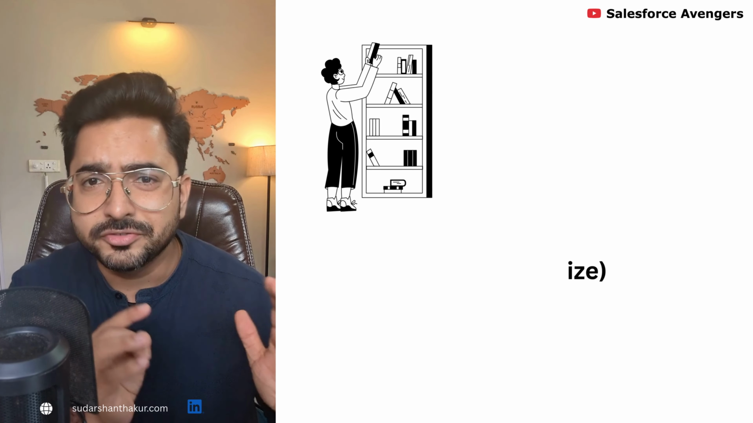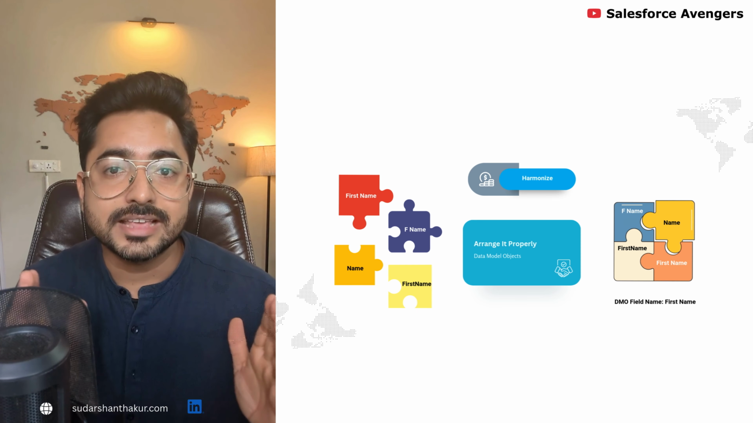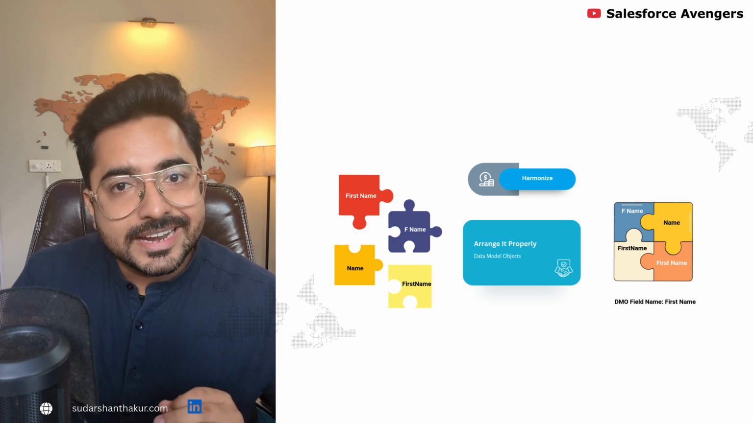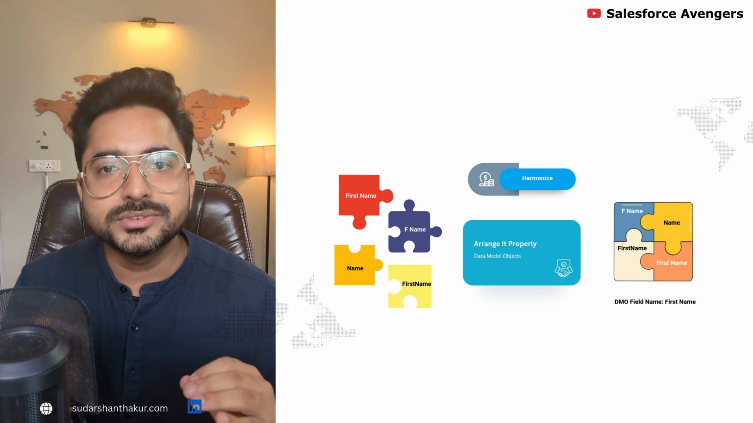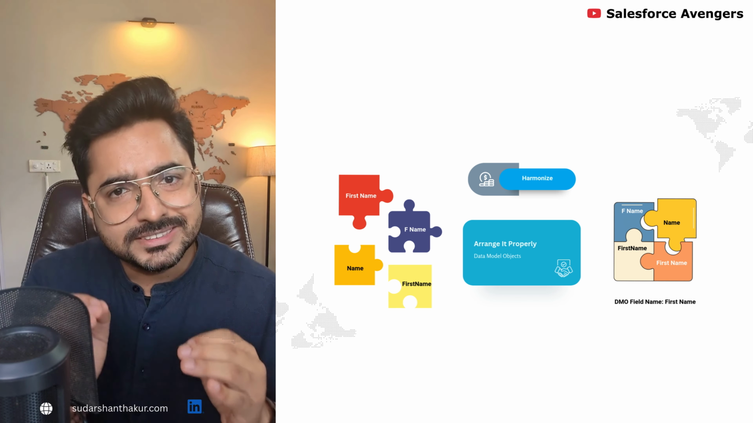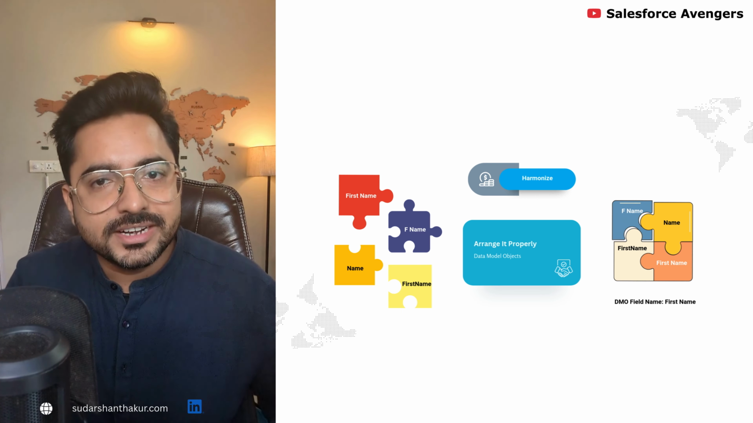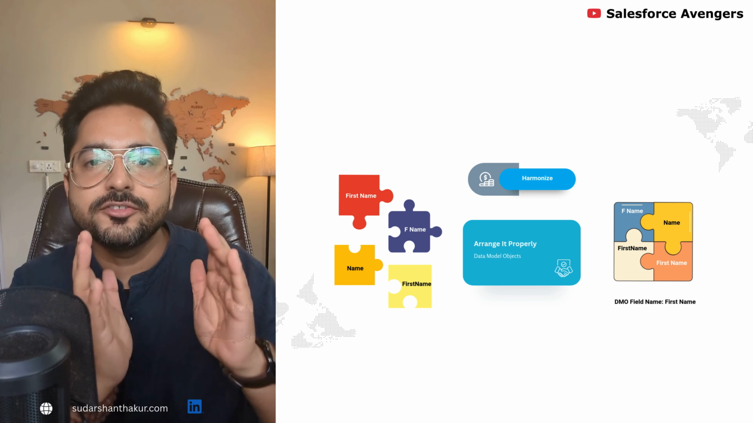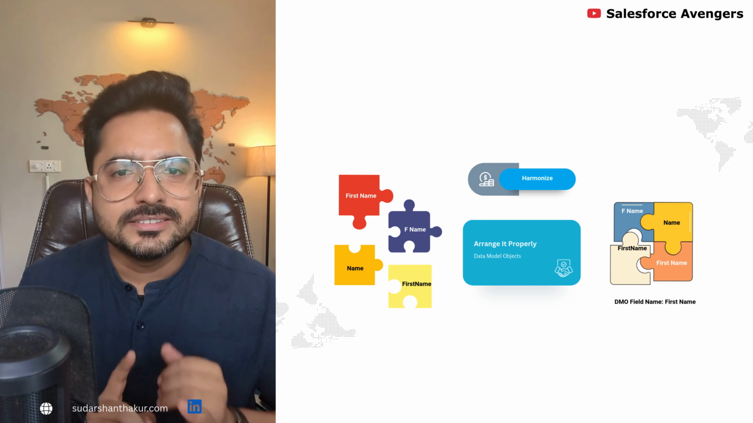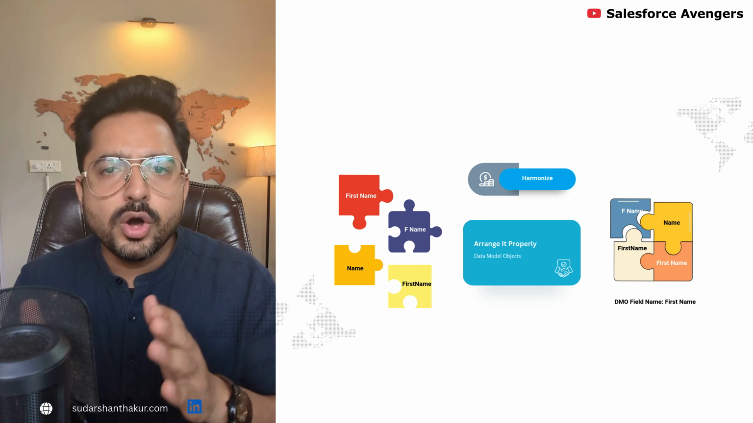All incoming data has different formats. Maybe one says first name and another says F name. Here, Data Cloud standardizes it using data models, so every piece fits like a puzzle. Like organizing notes from different teachers into one clean format before exam time: title, date, topic, all in one single style.